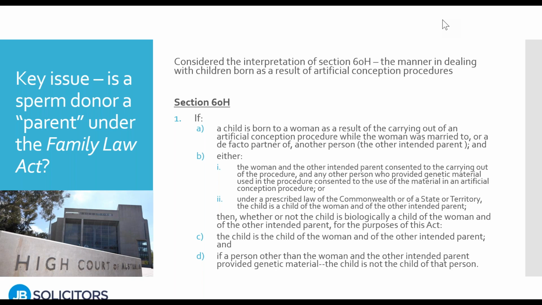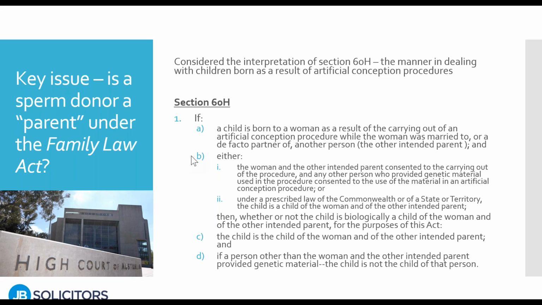So subsection 1 states that if a child is born to a woman as a result of the carrying out of an artificial conception procedure while the woman was married to or a de facto partner of another person, and this is where it gets interesting, the other intended parent, and either the woman and the other intended parent consented to the carrying out of the procedure, and any other person who provided the genetic material used in the procedure consented to this, or under a prescribed law of the Commonwealth or of a state or territory, the child is a child of the woman and of the other intended parent.